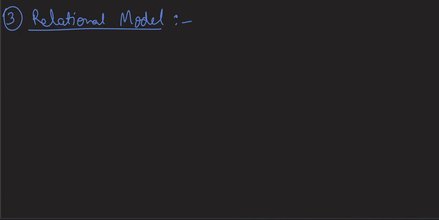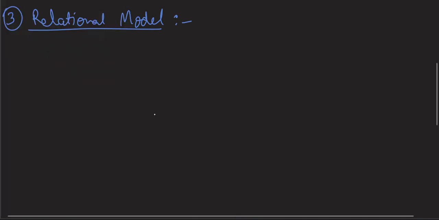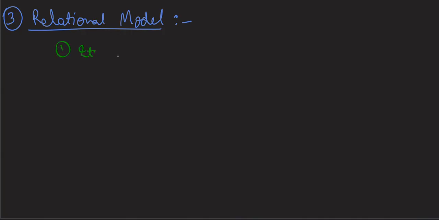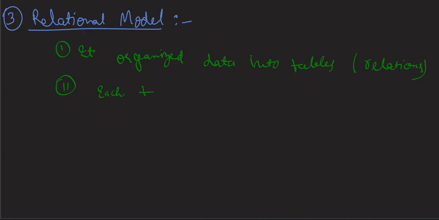It organizes data into tables. So the first point about the relational model: it organizes data into tables, or you can say relations. Okay. Next, each table has rows, which are called tuples, and columns, which are known as attributes. Okay.